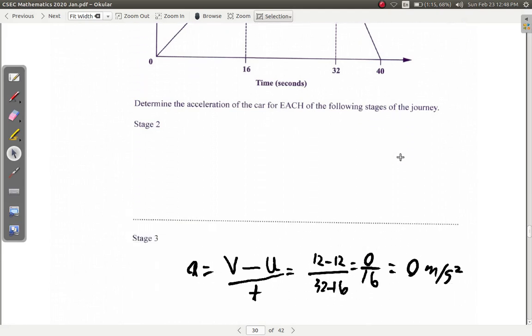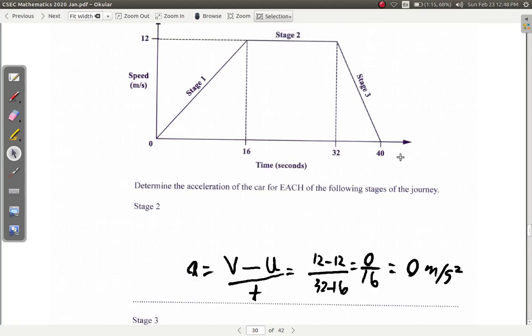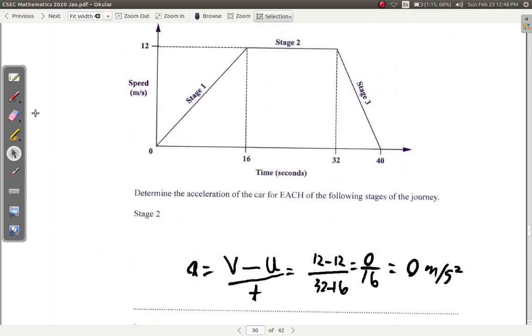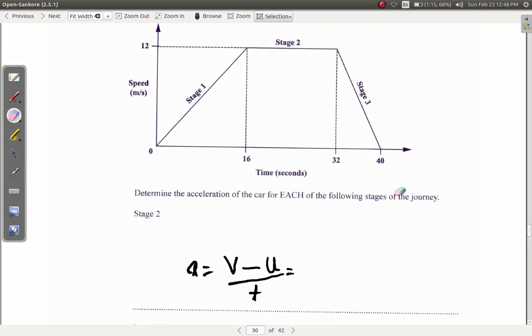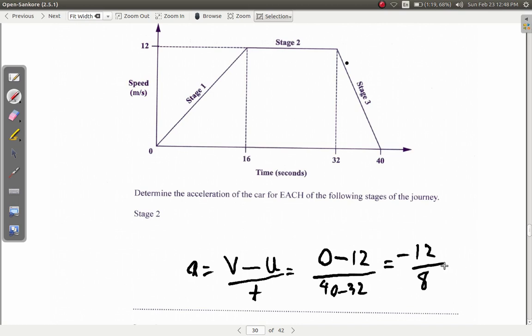Now let's see stage 3. They want the acceleration at stage 3 as well. So let's just erase this and see what happens in stage 3. In stage 3, the final velocity is 0. At 40 seconds when the journey ended, the car stopped, so the final velocity is 0, minus the initial velocity at 32 seconds, which was 12, divided by change in time, 40 minus 32. So this is negative 12 over 40 minus 32, which is 8.